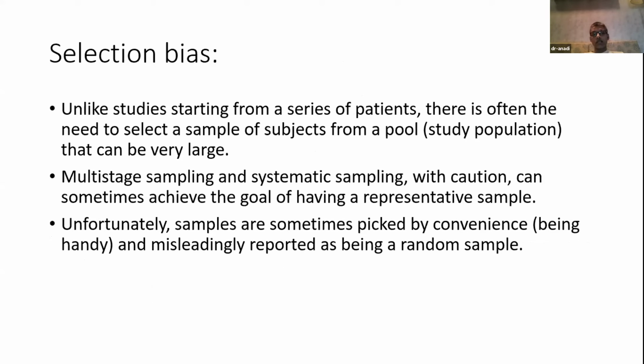Unlike studies starting from a series of patients, there is often a need to select a sample of subjects from a pool study population that can be very large. Multi-stage sampling and systematic sampling, with caution, can sometimes achieve the goal of having a representative sample, but that is very difficult to perform in a real scenario. Unfortunately, samples are sometimes picked by convenience, being handy, or misleadingly reported as a random sample, as we are doing for a thesis.